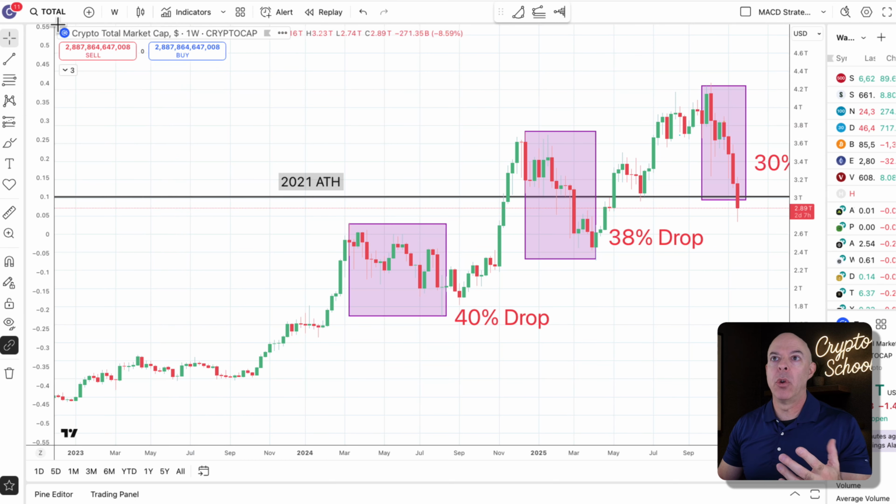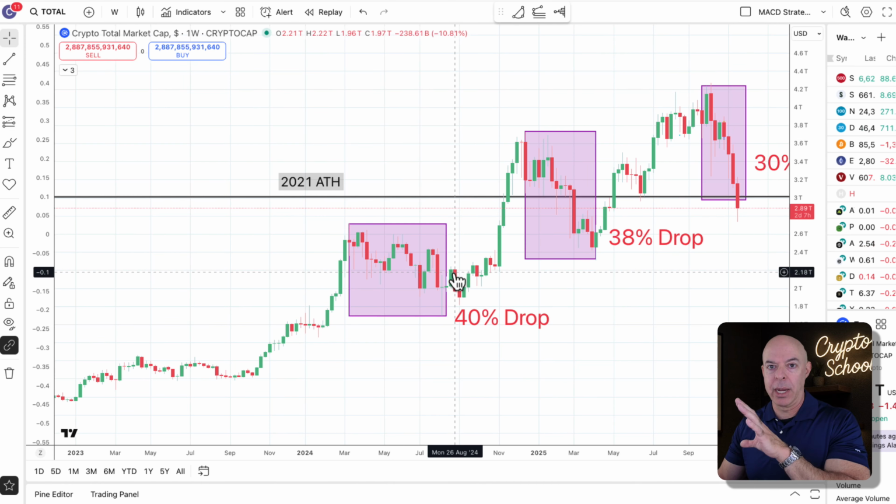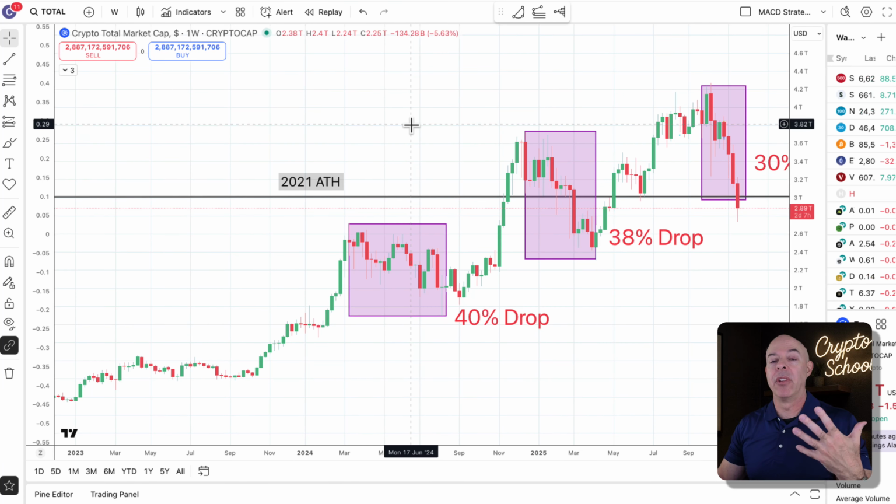On TradingView, you look for TOTAL, T-O-T-A-L. This is the sum of all of the cryptocurrency, the total market cap. This is like looking at the stock exchange in totality. So we look at this and let's apply it.